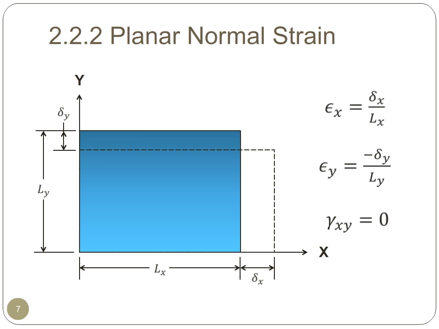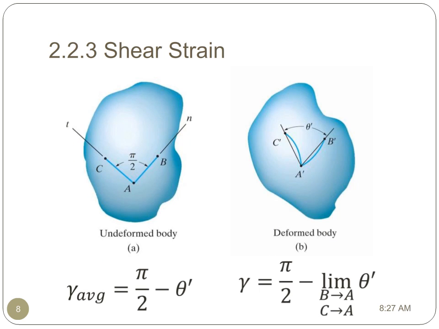Since the angle of the sides of the rectangle have not changed, the shear strain on this diagram is 0. Shear strain is defined as the measure of the change in shape of an object. To define shear strain, we must have two lines that are originally orthogonal or at 90 degrees to each other.